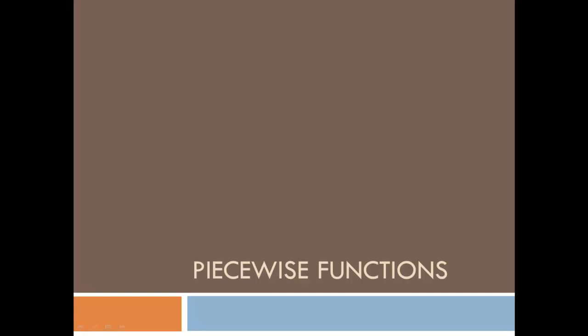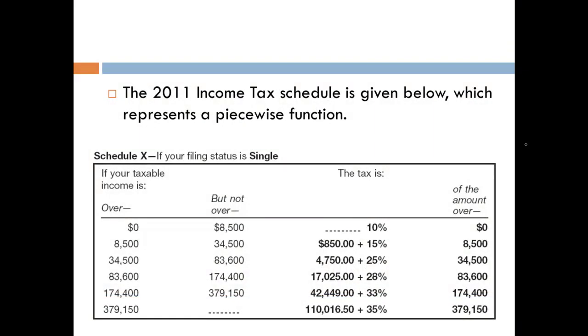In this lesson, we will be looking at a piecewise function. The 2011 income tax schedule is given in the table below. And this tax table actually represents a piecewise function. It's a function of 6 pieces. Each line represents a piece of the function.